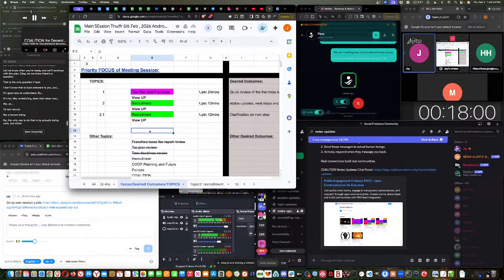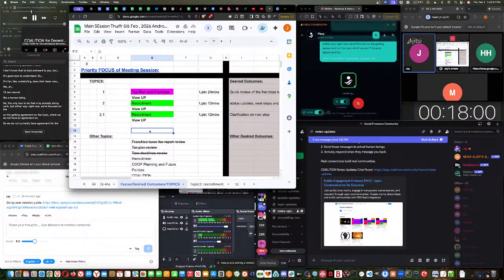But either way, right? Because now we're focused on getting agreement on the topic, which we do not have agreement on. So we do not currently have agreement for topic 2.1. So we're trying to get agreement on it. And I think you're talking about something else. But the only way to treat people like human beings is to communicate with them and follow up with them.